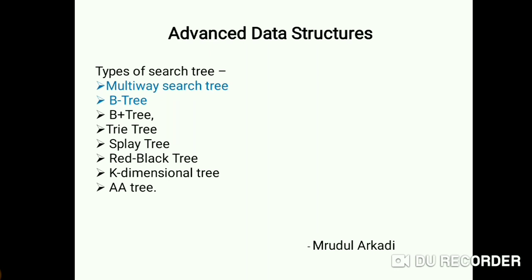Today I'll be covering the topic types of search trees from advanced data structures. In yesterday's lecture we already covered indexing, and today we are going to cover what is a multi-way search tree and what is a B-tree in detail. But types of search trees are many more, like B plus tree, trie tree, splay tree, red black tree, k-dimensional tree and AA tree, out of which today we are going to focus on the B-tree.